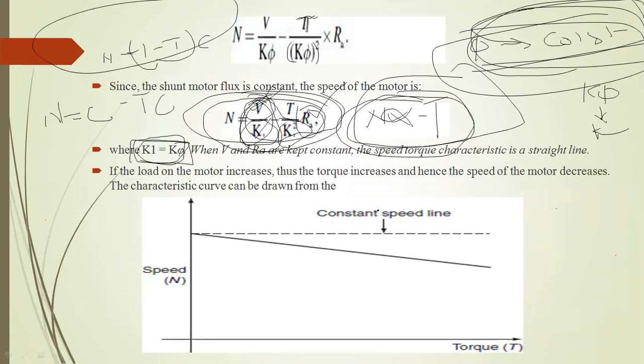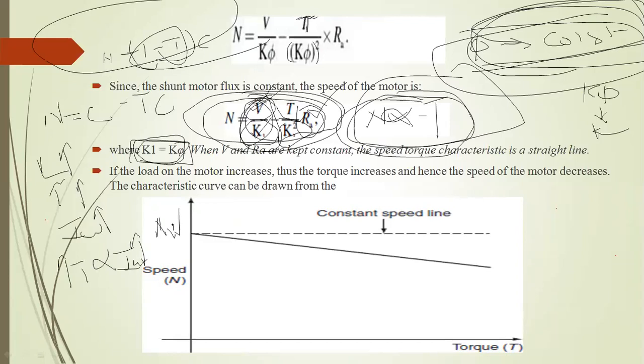So we can have the relation, that is we are getting a minus t. Here, when the load of the motor increases, then the torque is also going to increase because the armature current is going to increase. Throughout the shunt motor, the torque always depends upon the armature current. So the armature current increases, the torque increases. And if the torque increases, what will happen?